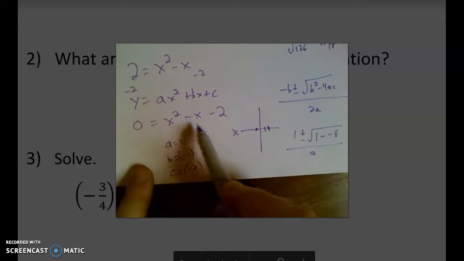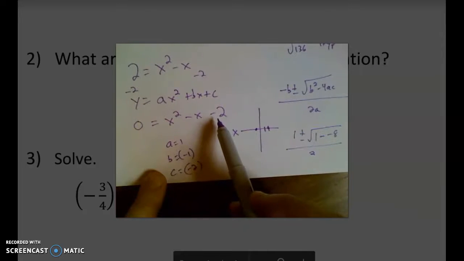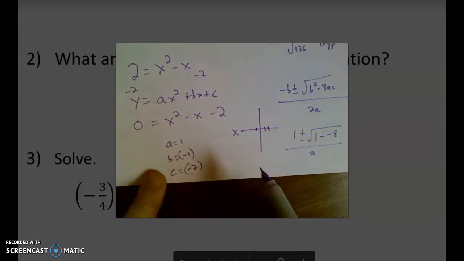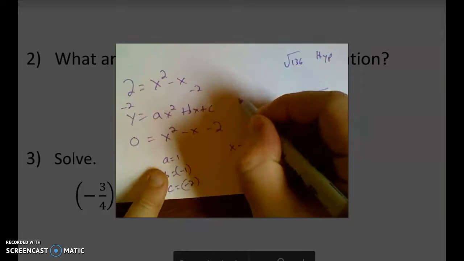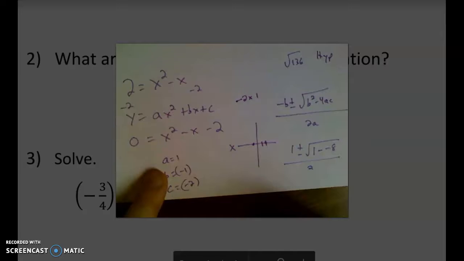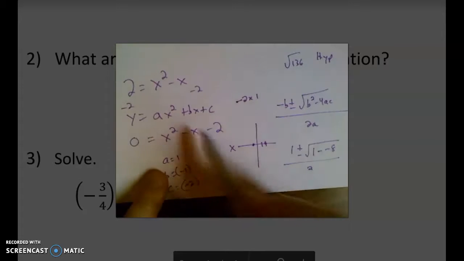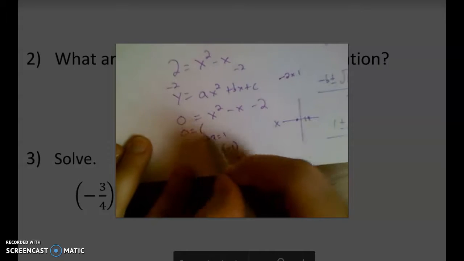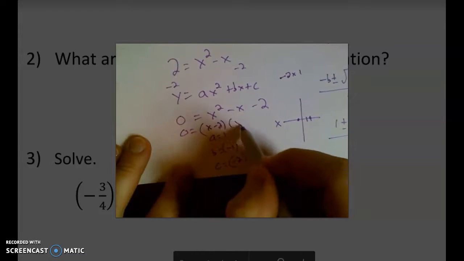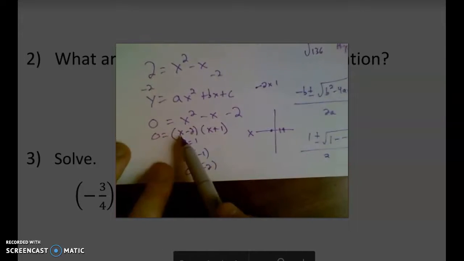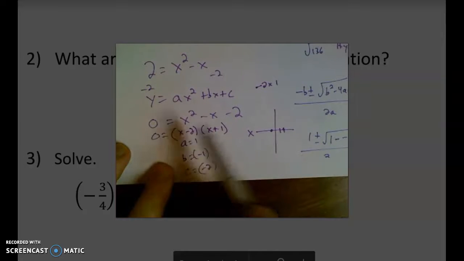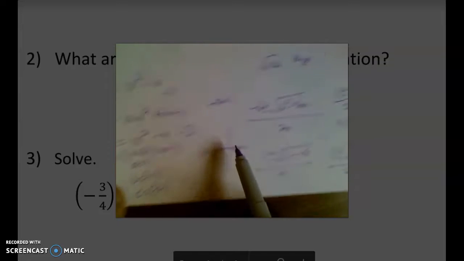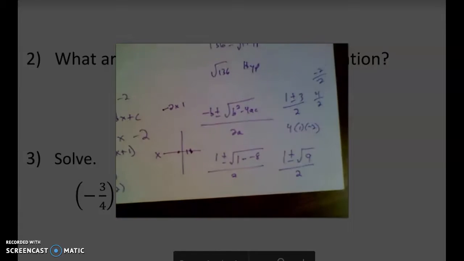If I were to try and factor this, what two numbers multiplied give me negative 2, and when I add them give me negative 1? Well, how about negative 2 times 1? If I multiply, I get negative 2. If I add them, I get negative 1. So that means I could have also written the equation as 0 equals x minus 2 times x plus 1. And that means positive 2 is one of my x-intercepts, and negative 1 would be the other x-intercept, which is the exact same thing I got using the quadratic formula.